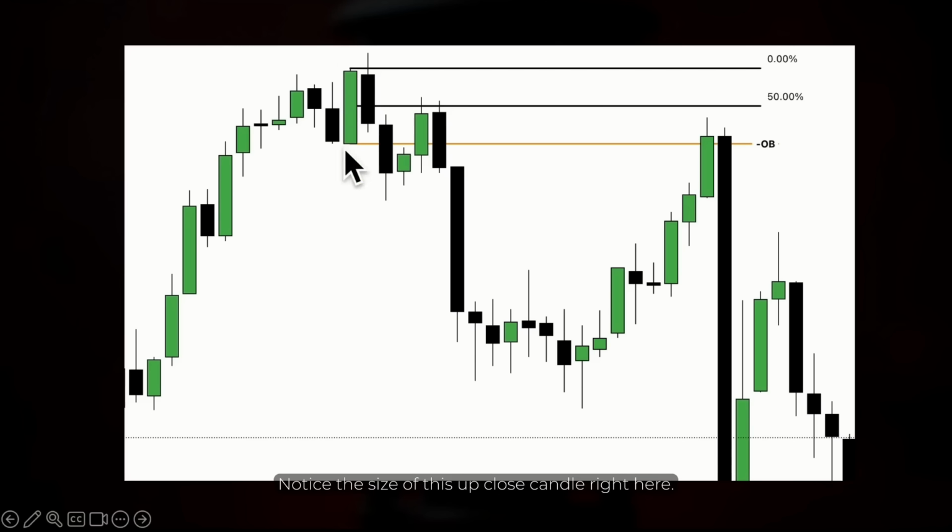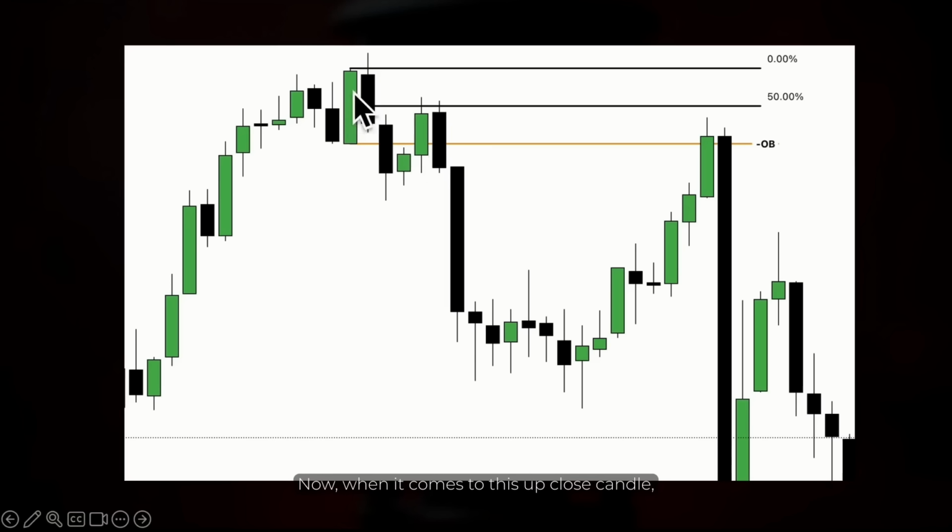Notice the size of this up-close candle right here. This up-close candle took out buy-side liquidity resting above this high. The next candle opens high and then displaces towards the downside. Meaning, notice that we see the market trade below the low of this up-close candle right here, which is also the open. Notice that we see a CB form right here, which we'll get to in a bit. And we see the market retrace into this up-close candle.